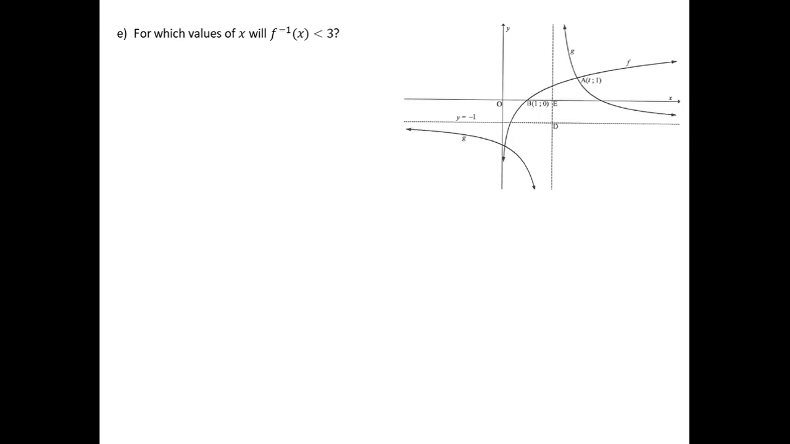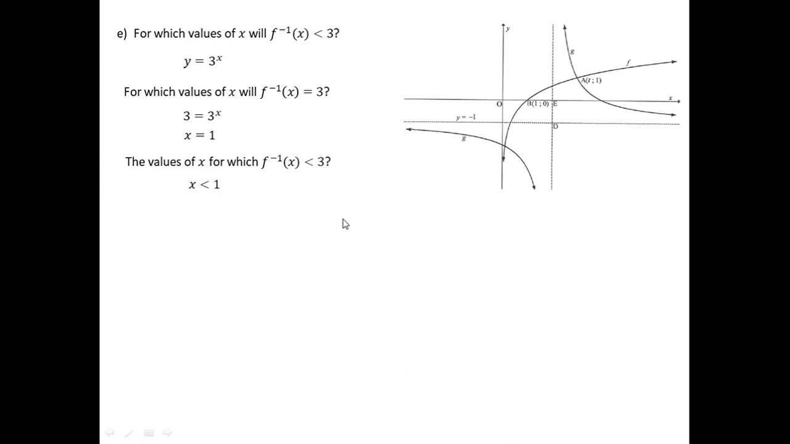Right, question E. For which values of x will f to the minus 1 of x be less than 3? Well, f to the minus 1 of x is the inverse function of f, and we've already worked out its equation in our previous question. So we need to find out for what values of x this will total up to less than 3. Well, it's going to be easiest to first figure out which values of x make this total up to exactly 3. And the answer is 1. If x is 1, then this totals up to exactly 3. So now for which values of x is this going to total up to less than 3? Well, any number less than 1. There we go.